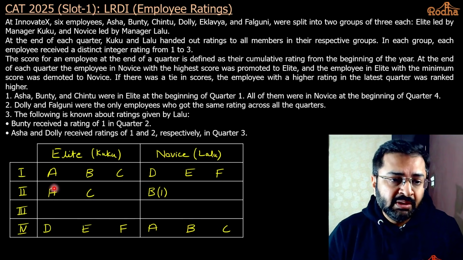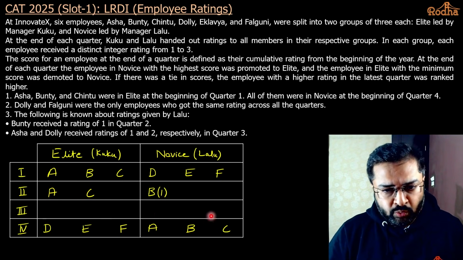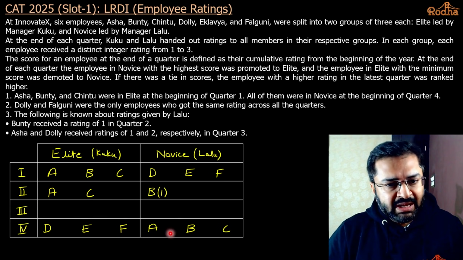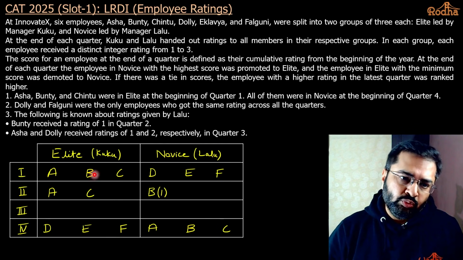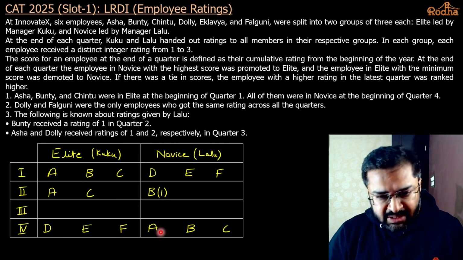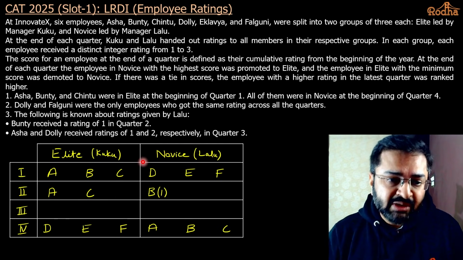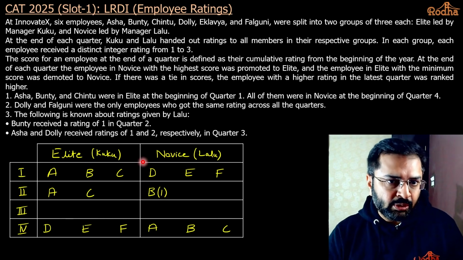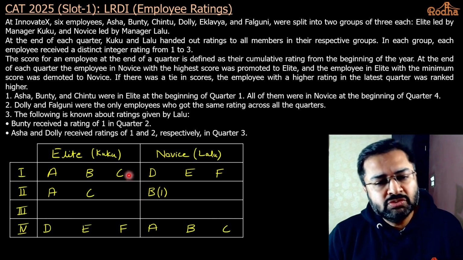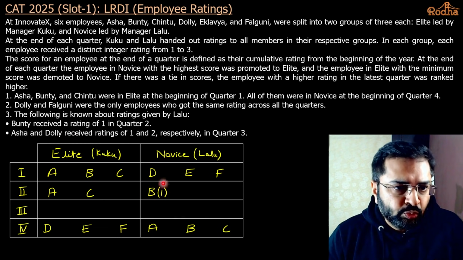How can this happen? Among these two, A and C, one must have moved to novice at the beginning of quarter 3 and then another one moved to novice at the beginning of quarter 4. So one came here, then another came here, then another came here. It must have happened like that. So there is no case possible here in which a person changes group and then comes back to the original group. So that cannot happen. Now we can make use of this fact or this logic to determine who moves when.